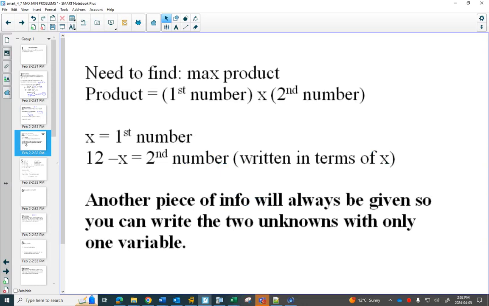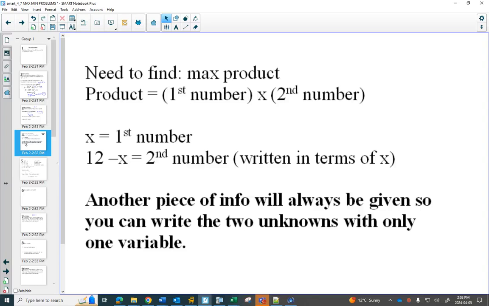Well, you pick your two numbers. You write out your equation. Obviously, the product, which is what we want to find the maximum of, is the first number times the second. Our first number, we don't know what it is, so we'll call it x. When you don't know something in math, usually you say, well, I don't know, I'll call it x. Because it makes sense that the other one would be whatever's left from 12, 12 minus x.